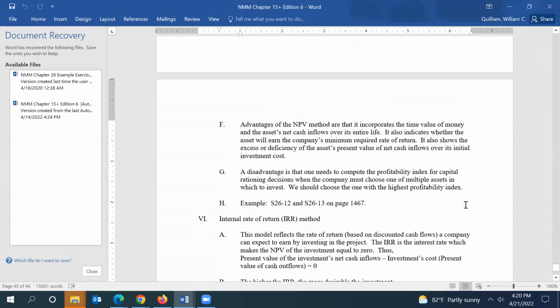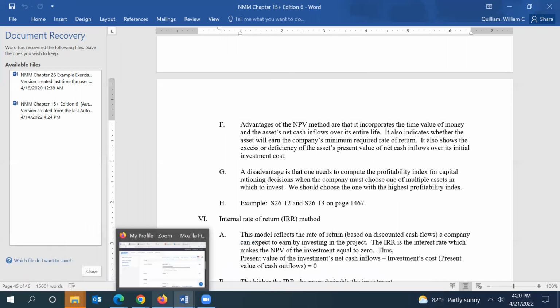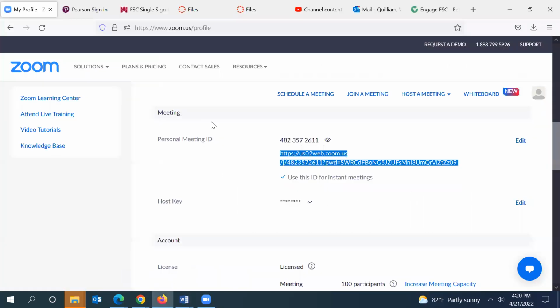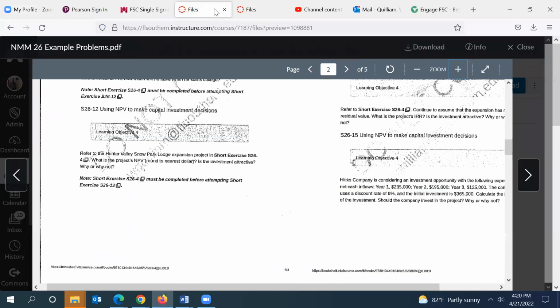I'm going to skip down to H and take a look at two examples, Short Exercises 26-12 and 26-13. And to do these, excuse me, I'm going to be looking at the file that I have on Canvas, where I scanned these problems for you.